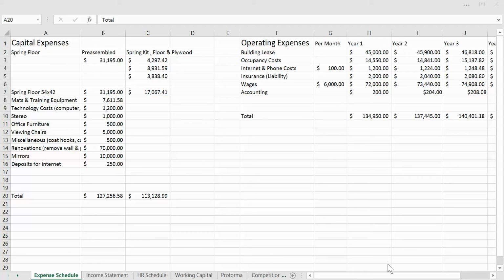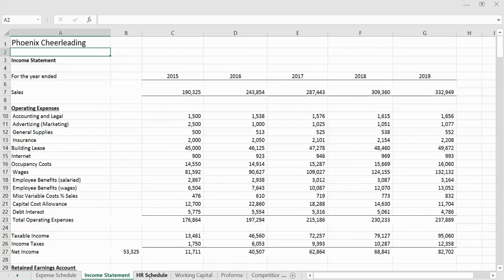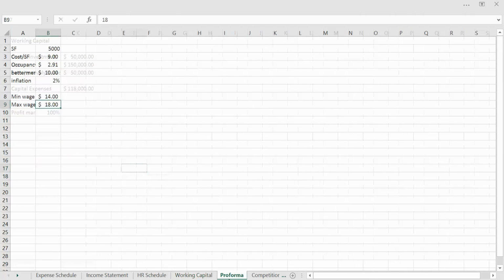So by way of illustration, we're going to look at a file. And this one is called Phoenix Cheerleading. I downloaded it from the internet. And this is exactly how it looked when I downloaded it. So here's the first, the second, third, fourth, fifth, sixth, seventh. Okay, so that's how it looked when I downloaded.